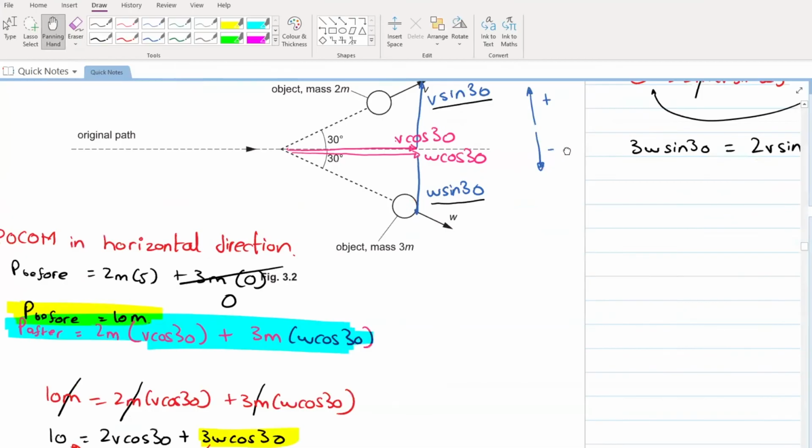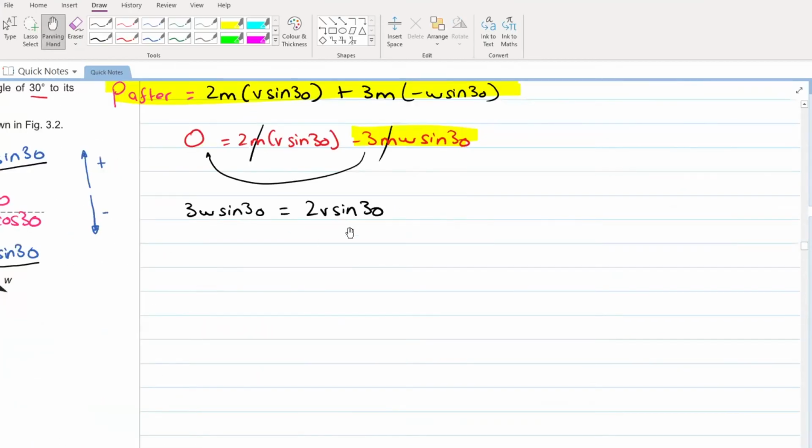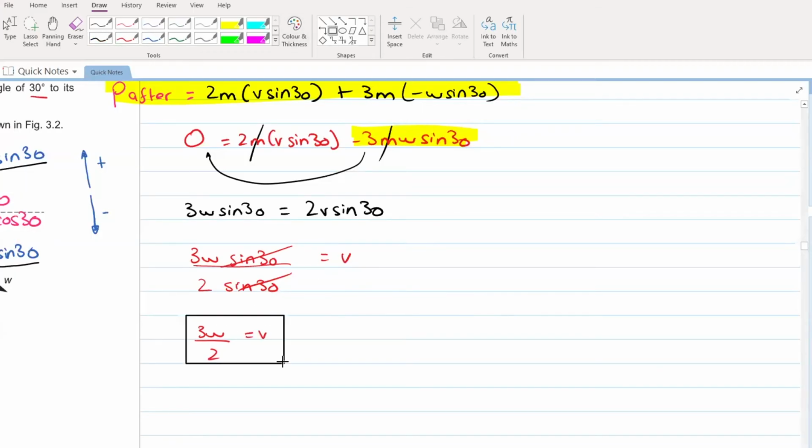Can we make v the subject of the formula here as well? 3w sine 30 divided by 2 sine 30 is equal to v. The sine 30 cancels out. 3w upon 2 is equal to v. This is your second equation. Is this clear or not?